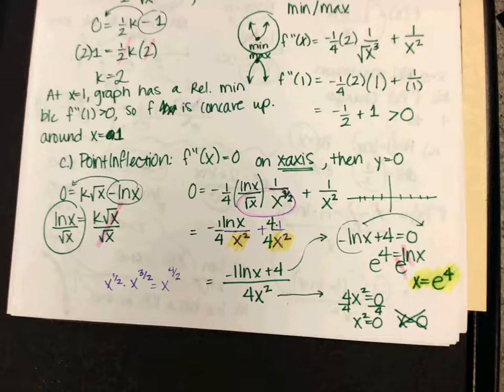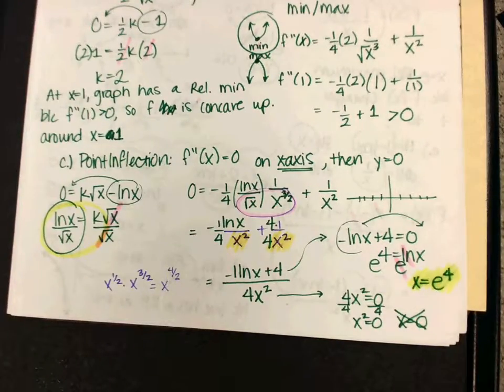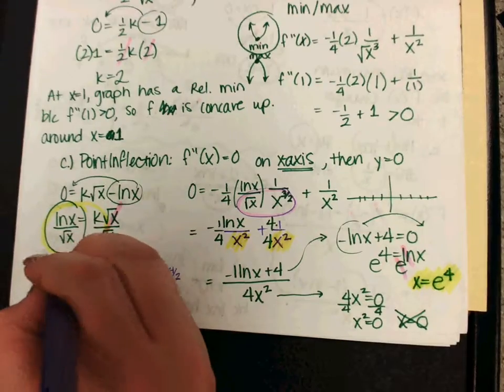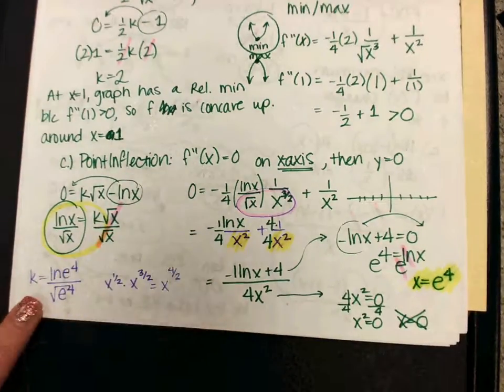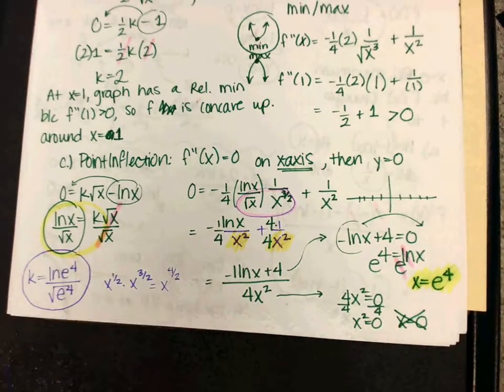So if that's my x value, I'm going to plug that in over here to my k substitute equation. So I would say k equals ln of e to the 4th over square root e to the 4th. That would be your final answer. Whew, I got kind of nervous on that one, guys. I thought maybe I didn't know what to do.